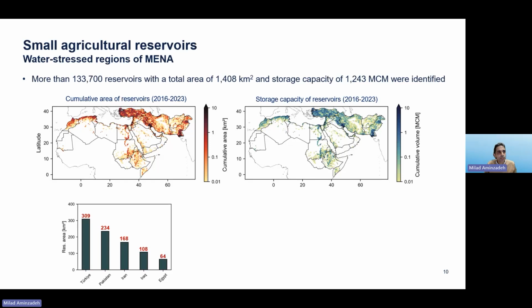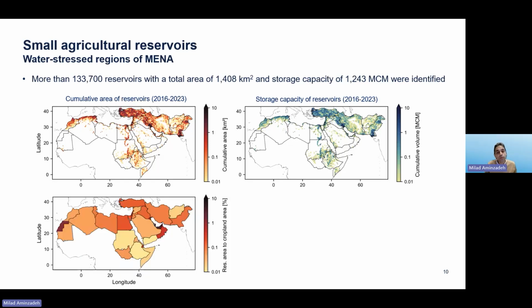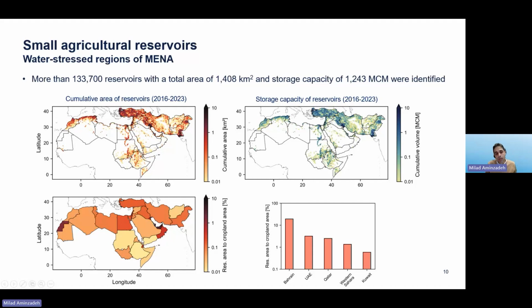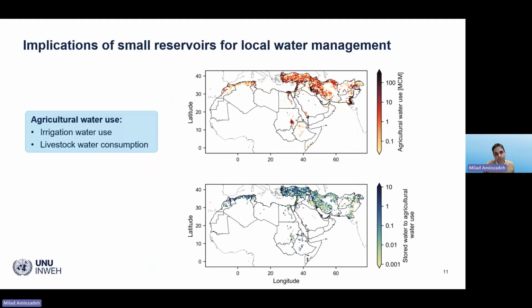So we thought it might be more accurate if we normalize the cumulative area of reservoirs based on the cropland area for each country. This is the map you are seeing here. According to this new analysis, we found that the highest density of reservoirs, I'm talking about the cumulative area of reservoirs relative to the cropland area, is now seen in Bahrain, Emirates, Qatar, Western Sahara, and Kuwait.